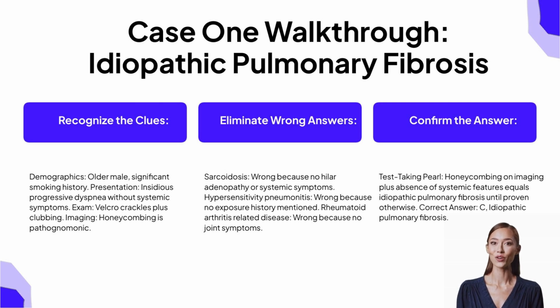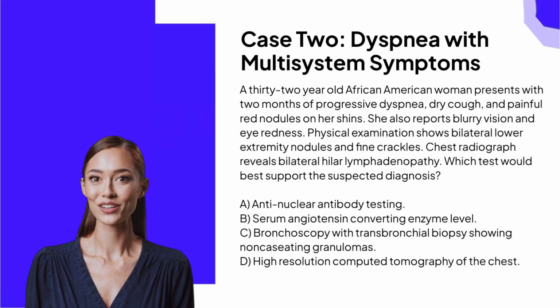Now let's eliminate wrong answers. Sarcoidosis is wrong because there's no hilar adenopathy and no systemic symptoms whatsoever. Hypersensitivity pneumonitis is wrong because the question gives us no exposure history. Rheumatoid arthritis-related lung disease is wrong because there are no joint symptoms. Here's your test-taking pearl: honeycombing on imaging plus absence of systemic features equals idiopathic pulmonary fibrosis until proven otherwise. The answer is C.